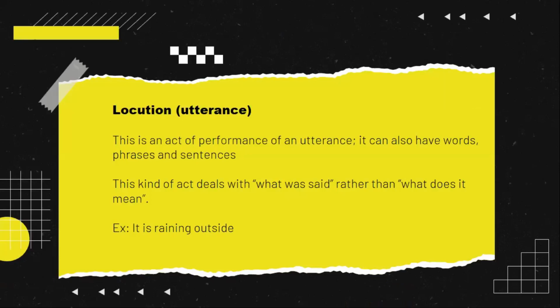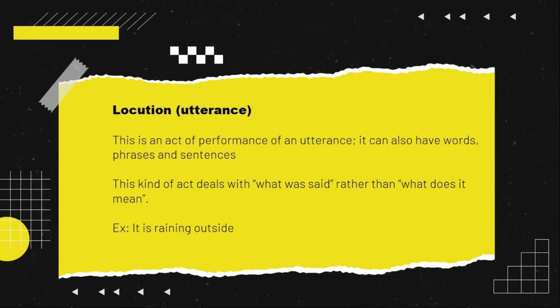Let's have the first one. Locution is also called utterance. This is an act of performance of an utterance. It can also have words, phrases, and sentences. So when we say locution, it's simply the utterance. It's simply what we say. So this kind of act deals with what was said rather than what it means. That is locution, utterance. Utterance is what we say.